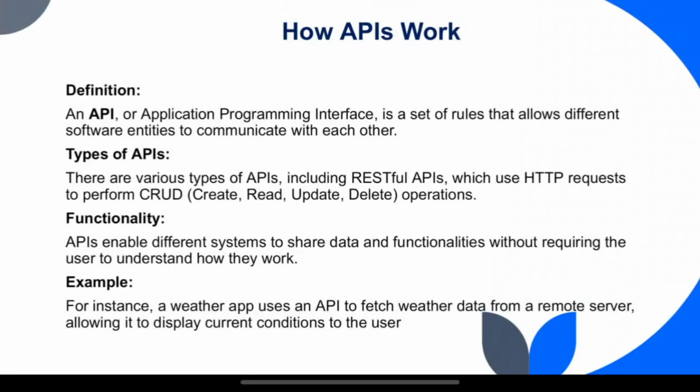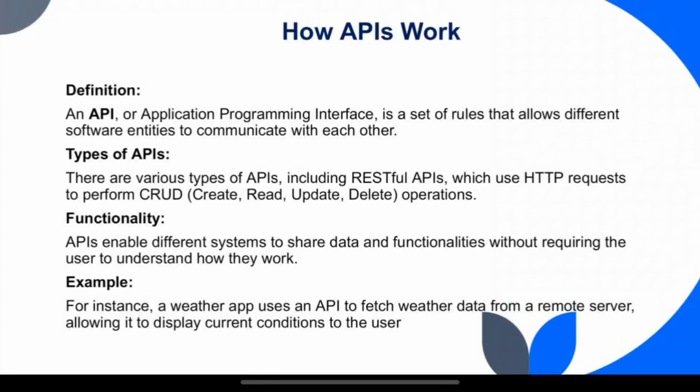How do APIs work? Next, let's explain how APIs work. An API, or application programming interface, is a set of rules that allows different software entities to communicate with each other. Types of APIs: there are various types of APIs, including RESTful APIs, which use HTTP requests to perform CRUD operations like create, read, update, and delete. Functionalities: APIs enable different systems to share data and functionalities without requiring the user to understand how they work.